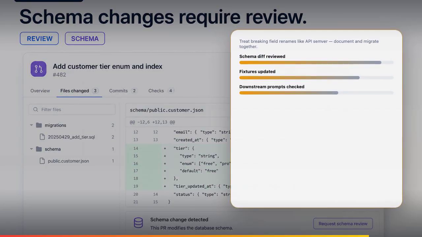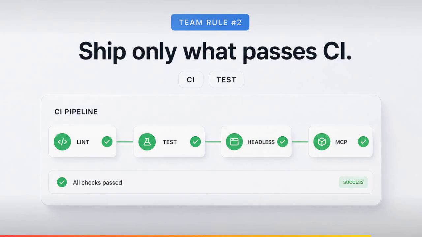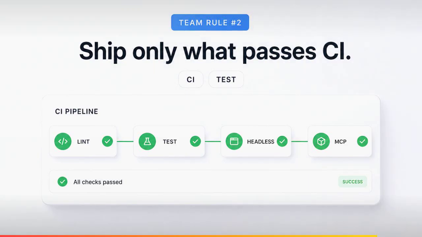Require two approvals for schema changes. Run a headless initialize plus tools/list in CI on every pull request, and lint that stdout stays silent except JSON so a stray print cannot ship and brick customers overnight. Fail the build on stdout pollution.